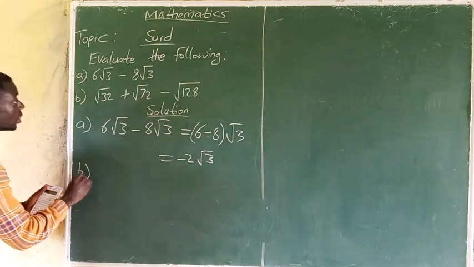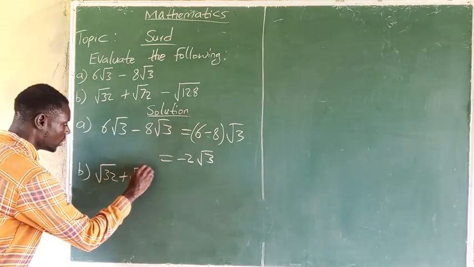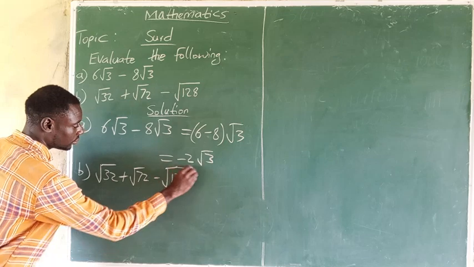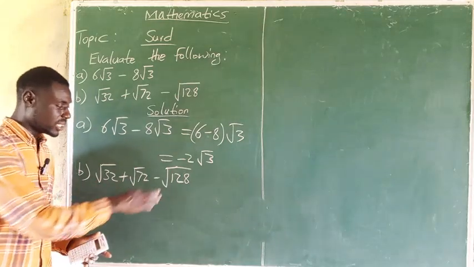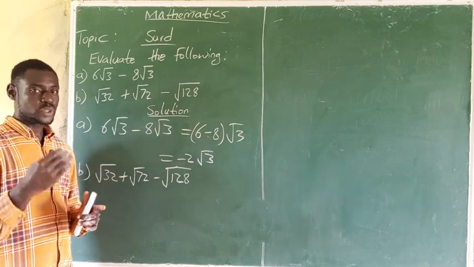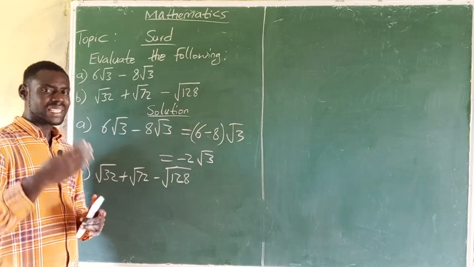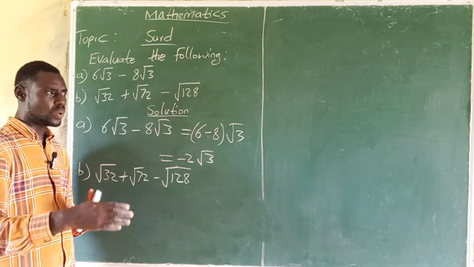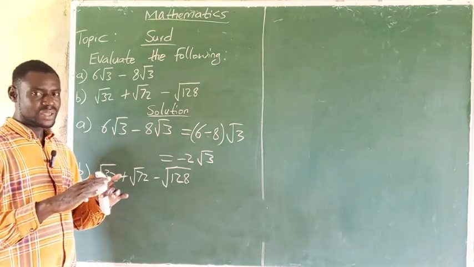Now the B part of it says root 32 plus root 72 minus root 128. Now observe this. These roots are very big: 32, 72, 128. They are large numbers. So the principles of Surds help us to break them down to the simplest square roots you can get, like root 2, root 3, root 5. At least these ones are simple, or you cannot easily break them down.